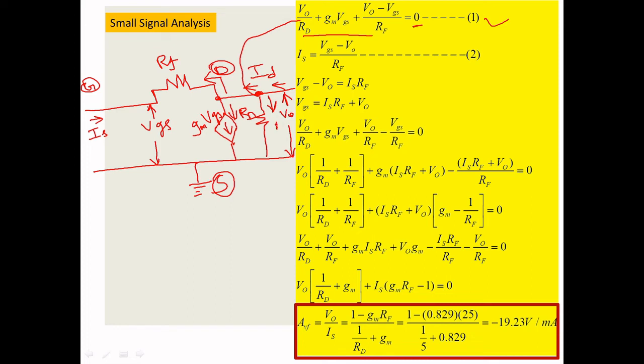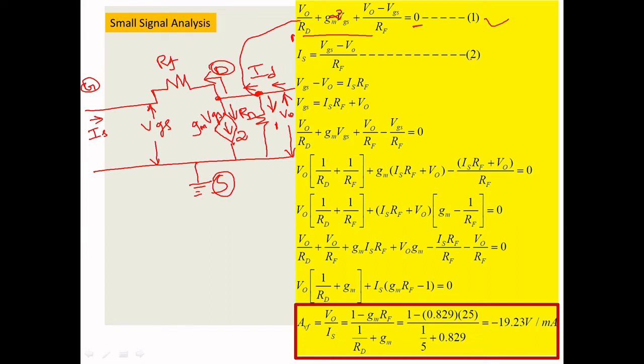This is the first term, this is the second term, and the third term is connected in between the drain and gate. So we are moving from this side, right? So that is V0 minus VGS divided by RF. So this is V1 minus V2 divided by RF. So we will be getting V0 minus VGS divided by RF equal to 0.